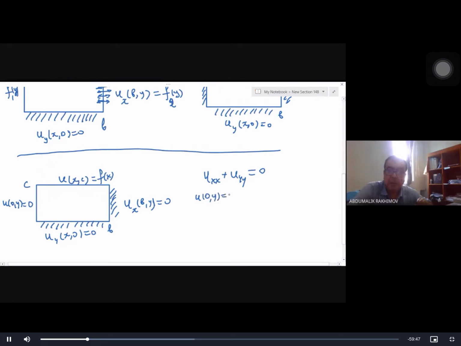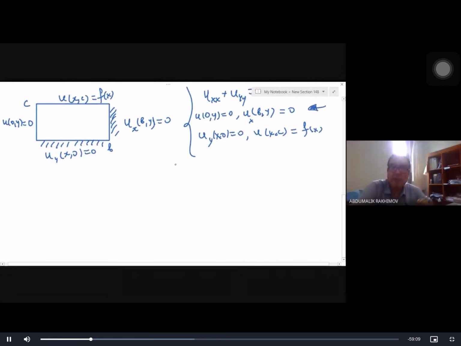u_y equals 0, and u_x at y equals 0, and u at y, x equals 0, and u at x equals c equals f(x). So we have a second boundary value problem and three zero boundary conditions, right? And with respect to x, we have two. So we will look at this. These boundary conditions are determining for us eigenvalues and eigenfunctions.